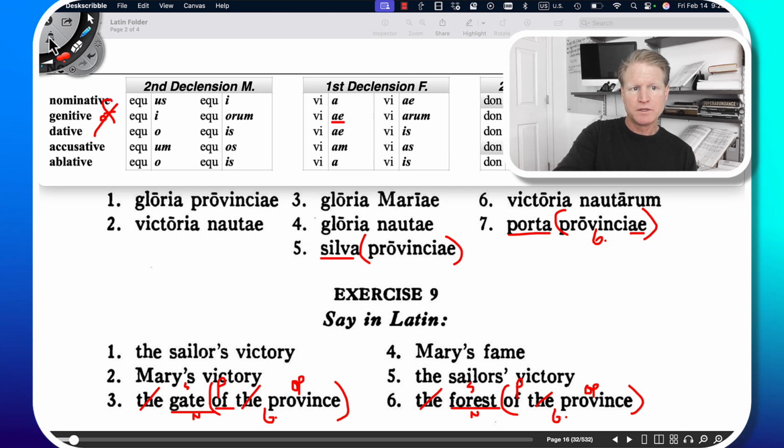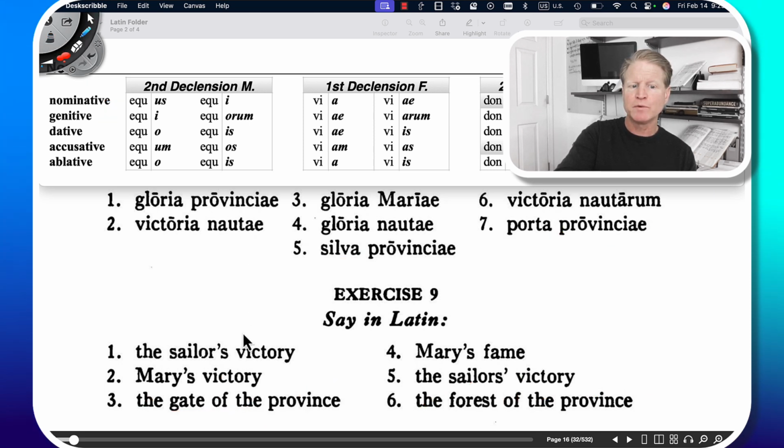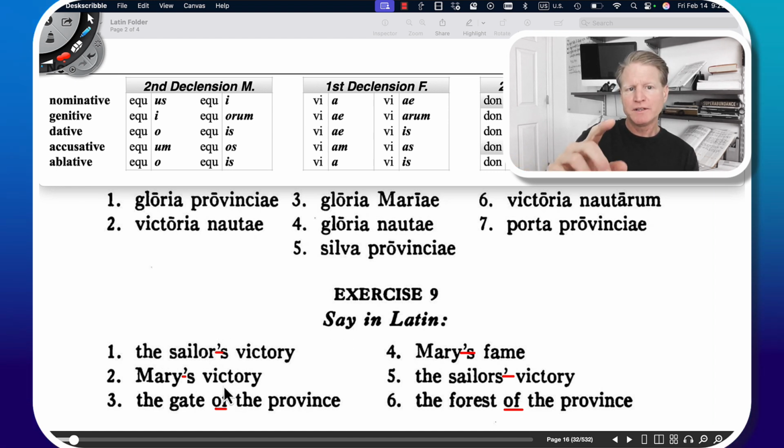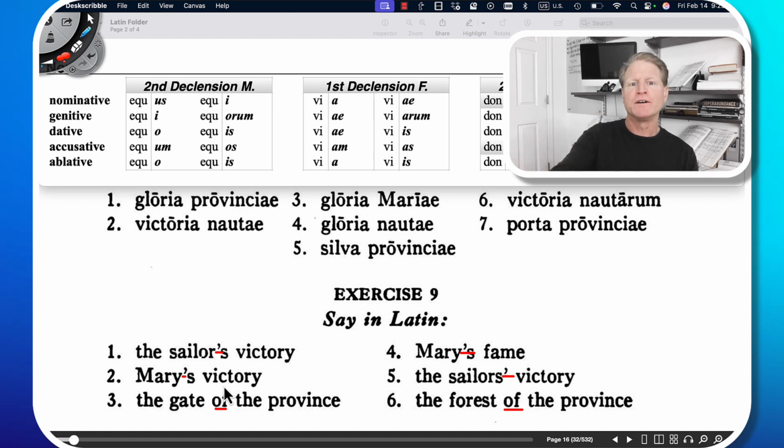Okay, so you can use the preposition of, or in English, we can switch things up and we can use something called an apostrophe. So here we have the gate of the province. Here we have the forest of the province. We could say the province's gate, which is kind of tough to say, or we could say the province's forest. Clearly, I'm having a hard time with that word. But we could add an apostrophe S to the end of province. And that's what we've done here.